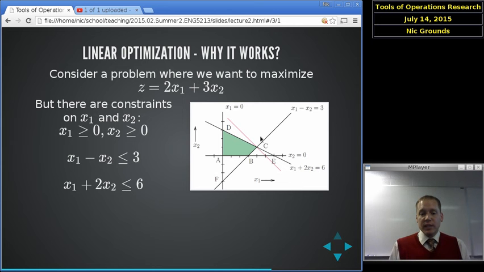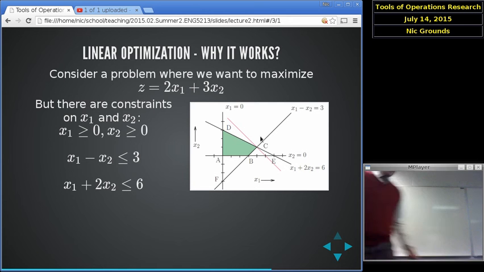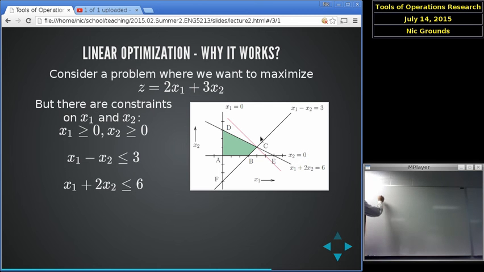So at that point, let's just show what this would look like on the whiteboard behind me. Okay, so I'm going to write down the constraint values a second time. So x1 must be greater than or equal to 0, x2 similarly greater than or equal to 0, x1 minus x2 must be less than or equal to 3, and then finally x1 plus 2x2 must be less than or equal to 6. And that led to something of a graph like this.